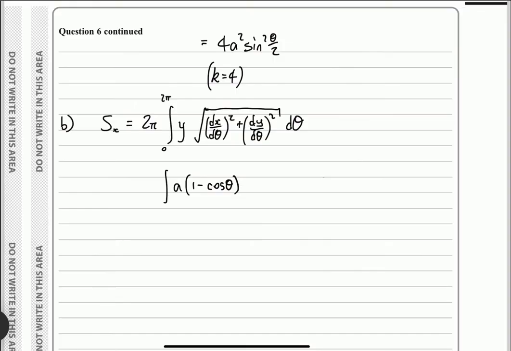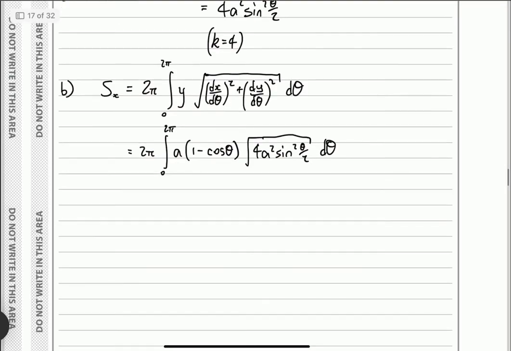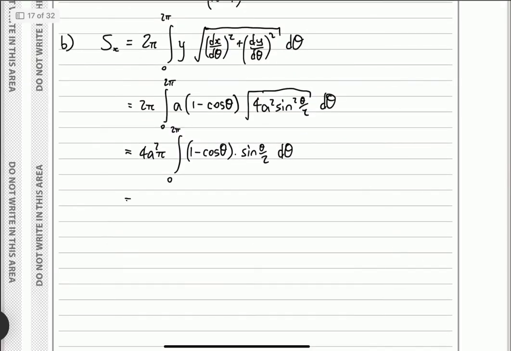And then we've got the square root of 4a squared sine squared theta over 2, 2 pi in front, from 0 to 2 pi. Now when we square root that, we're going to have 2a, and we've got another a there. Let me pull both of those out to make a 4a squared pi in front. They're all constants. So we've got 1 minus cos theta here, and we've still got sine theta over 2 when we square root that. Okay, that's still not going to integrate very nicely.